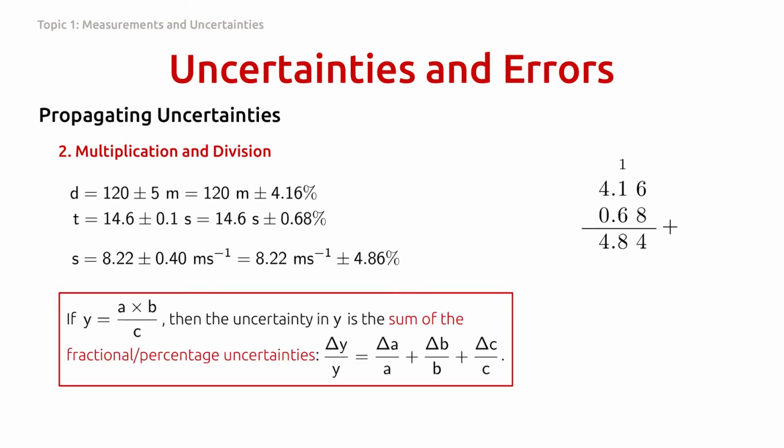So in general, if y equals a times b divided by c, then the uncertainty in y is the sum of the fractional or the percentage uncertainties. More precisely, the fractional uncertainty in y is equal to the fractional uncertainty of a plus the fractional uncertainty of b plus the fractional uncertainty of c.